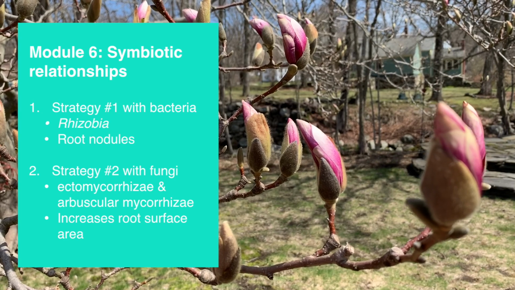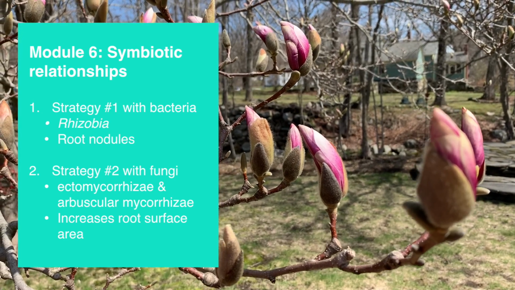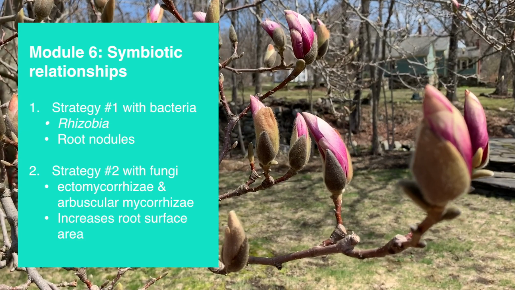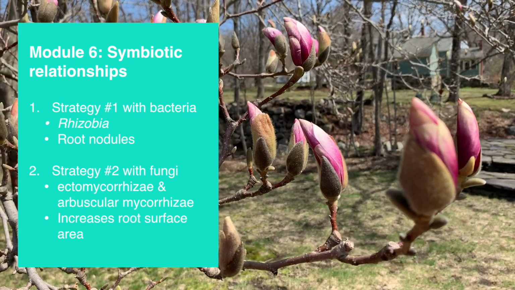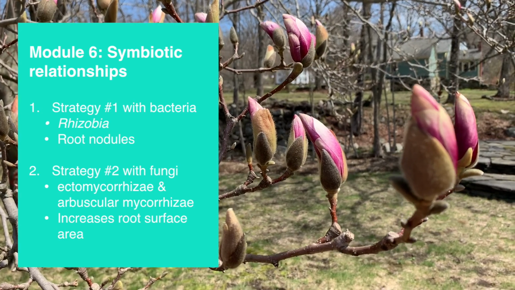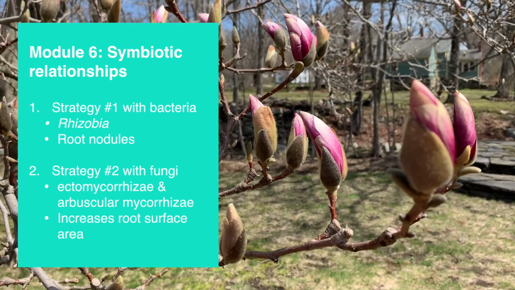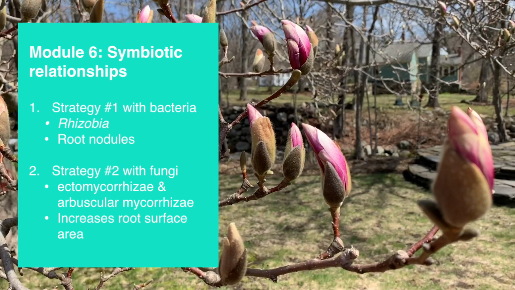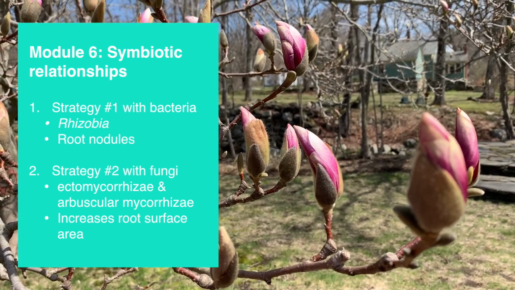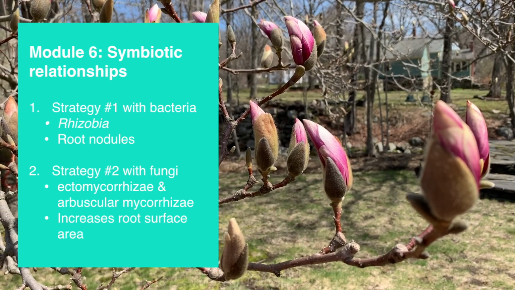That's it for today's module. Your main takeaway should be the 2 different strategies that plants can use to increase their nutrient uptake. First is through a symbiotic relationship with certain bacteria and certain plants in the formation of root nodules. And the second is by certain associations with fungal groups in order to increase the surface area in the roots to increase nutrient uptake.